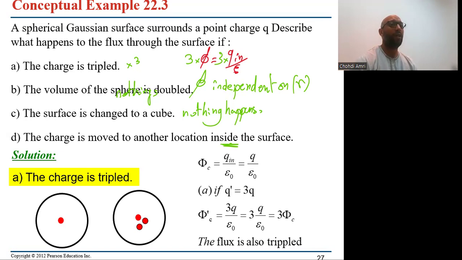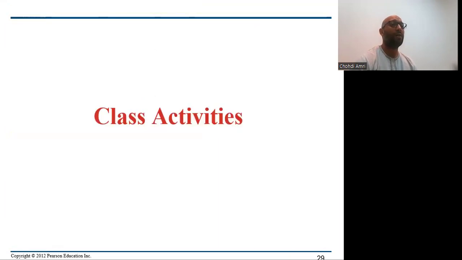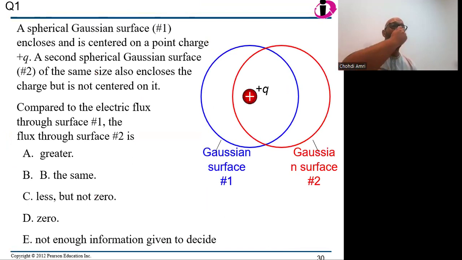Okay, so we are done with this lecture. Let's move to some class activities. The first one: a Gaussian surface, one, encloses and is centered at the point charge plus Q. A second spherical Gaussian surface, two, of the same size also encloses the charge but not centered. The only difference is that for the blue Gaussian surface, the charge is at the center, and for the red Gaussian surface, the charge is not centered. How are the fluxes of the two surfaces compared?